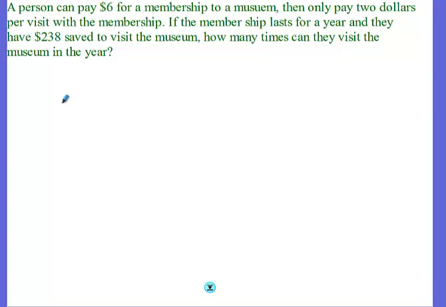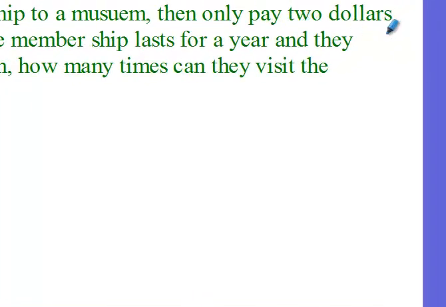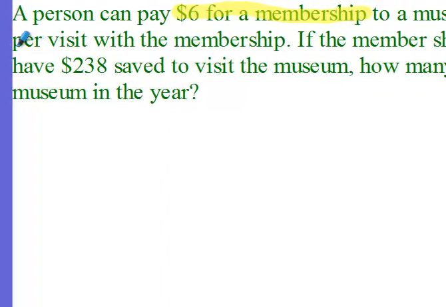All right. One of the most important things when you are doing word problems is a lot of the stuff in the word problem you don't really need. So the one we're given here is that a person can pay $6 for a membership to a museum, then only pay $2 per visit with the membership. If the membership lasts for a year and they have saved $238 to visit the museum, how many times can they visit the museum in a year? Okay. So the big things we need to know is that you pay $6 for a membership, then it's $2 per visit, and you saved $238 to go to the museum.